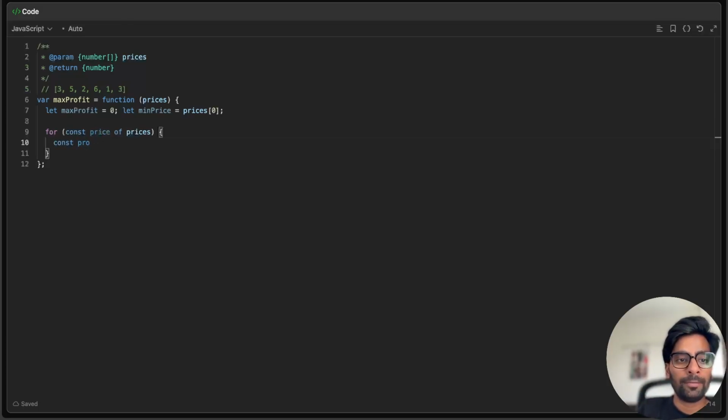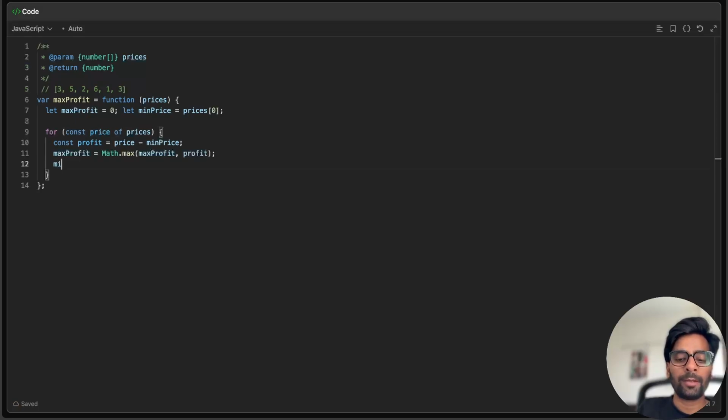Profit would be the selling price, meaning the current day price, minus the minimum price, because the minimum price is what we consider as the cost price, right? Now we have to update our profit. So maximum profit should get updated with the new value. So Math.max of the previous maximum profit and the current profit we are making after selling the stock today.